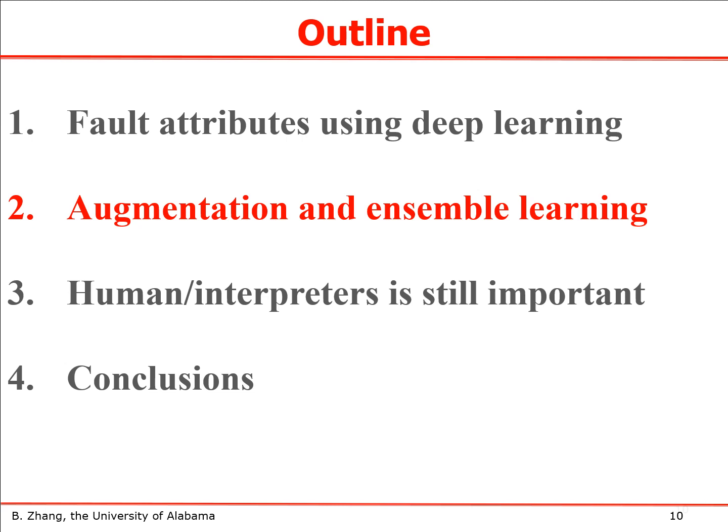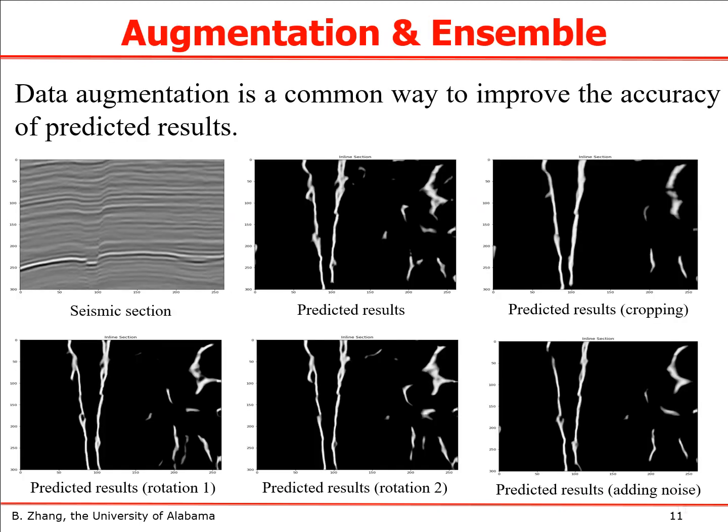There are other ways to improve the accuracy of the seismic fault attributes. Data augmentation and ensemble learning are another option. The common data augmentation methods include cropping, left-right rotation, upside-down rotation, and additional noise. In this slide, I show the predicted results using different data augmentation.